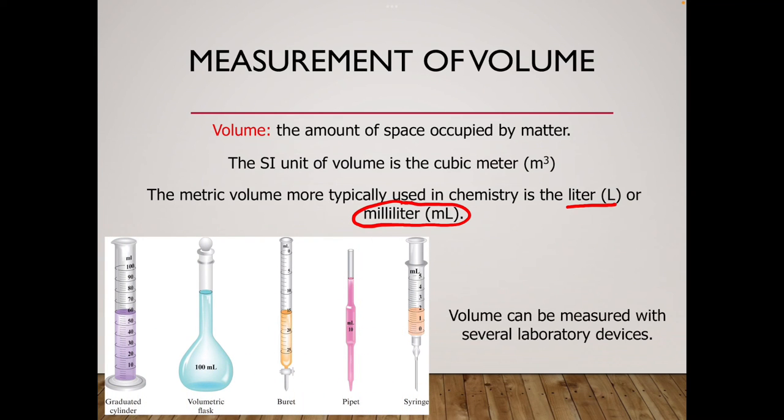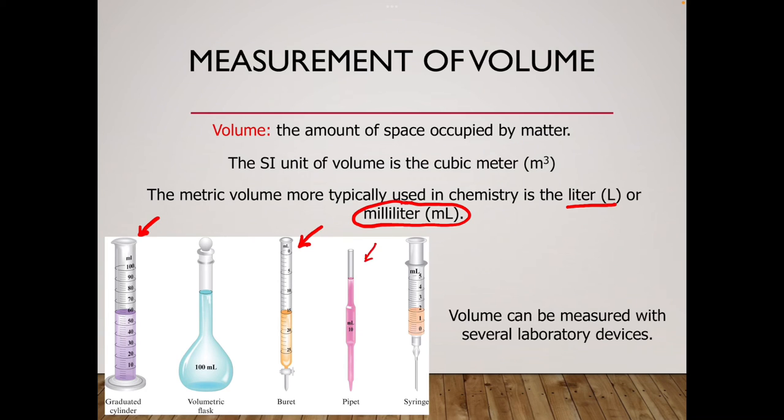So here are some different laboratory devices that we can use to measure volume. Like I said, the really common one that we use in this class is going to be the graduated cylinder. Most of the time, that's what we're using. If we want to be even more precise, though, we'll use a burette, which is super cool. We'll actually use this toward the end of the course when we look at acids and bases. It's a very precise way of measuring volumes, even better than a graduated cylinder.